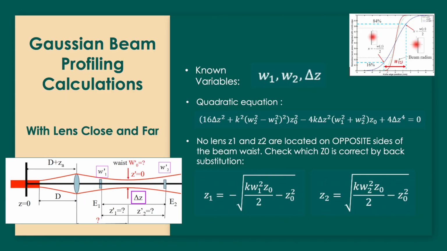Doing the same procedure as before for when there was no lens and moving the knife edge, including the lens, the only change is that we will now check the Rayleigh range value given from the quadratic equation using the correct z1 equation where both are located on opposite sides of the beam waist.